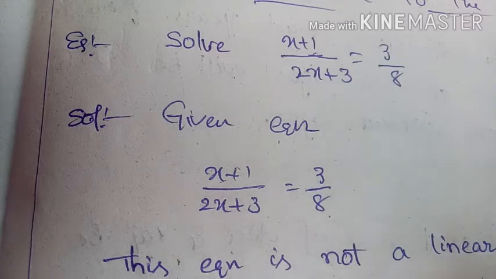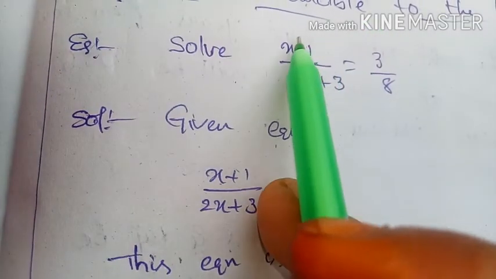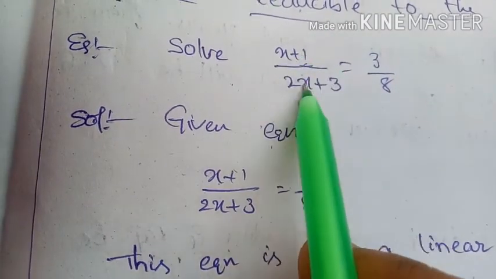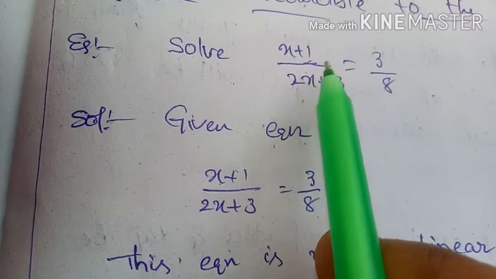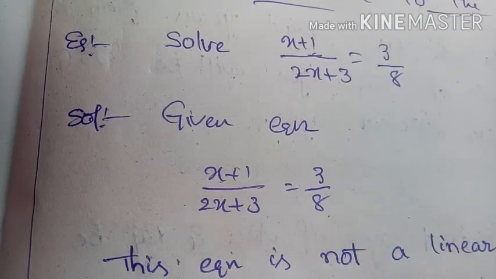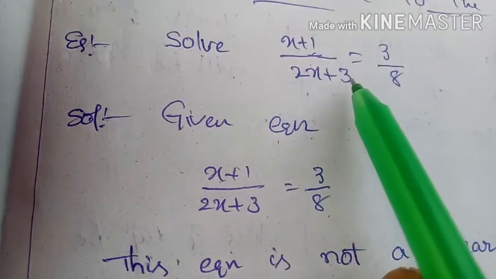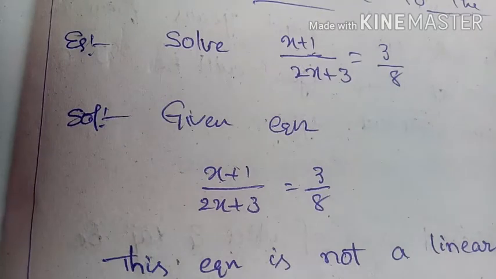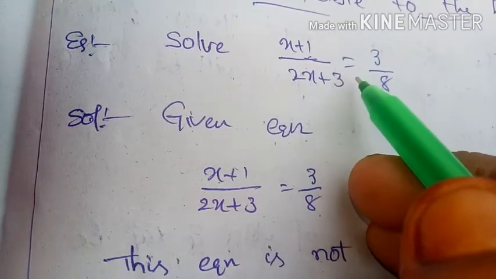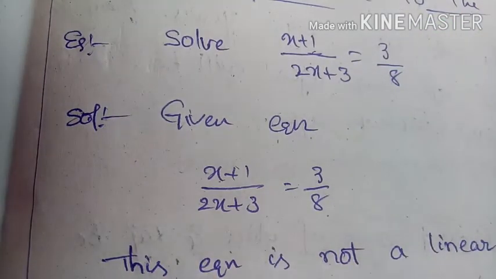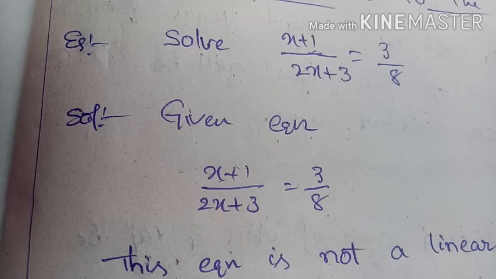When we say linear equation, the exponent, the power of a variable, is 1. Here also 1, here also 1. But previously, only the denominator had numbers. Here, one expression is divided by another expression. So it is not a linear equation. It is an equation, but not a linear equation. So now we will convert it into a linear form.